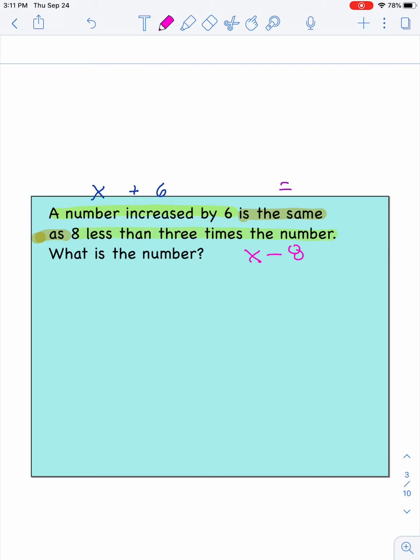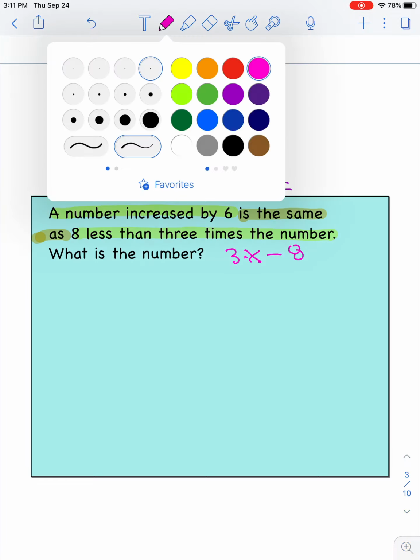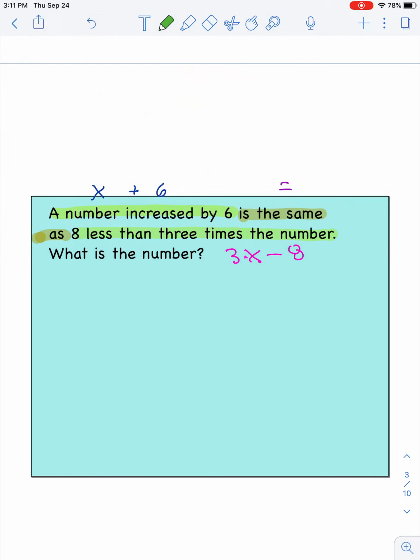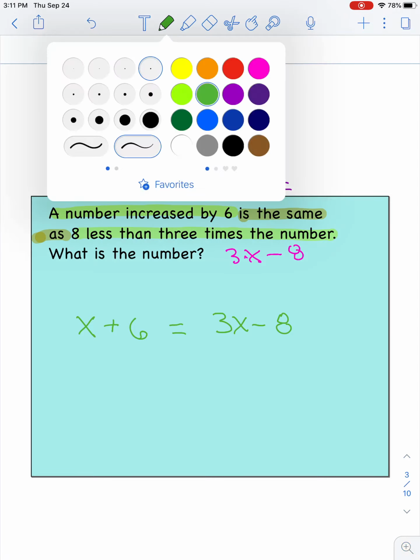It's 8 less than not the number, but 3 times the number. So I have to do 3 times the number. So now my equation looks like this. A number, x, increased by 6 is the same as 8 less than 3 times the number. So now it's pretty easy once we get it written.